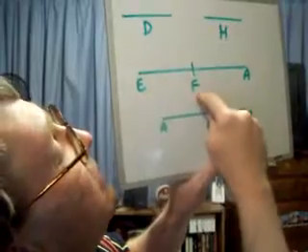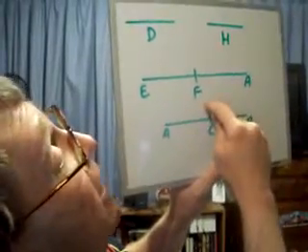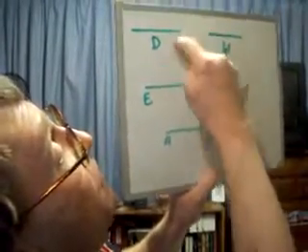So, the length of this line here, see the length of this line right here? It's commensurable in length with this. Okay. Therefore, EF is rational.